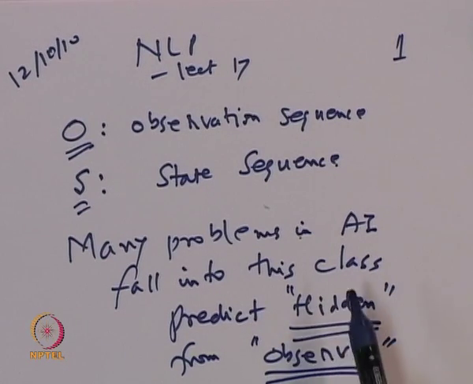We have an observation sequence, and we have to predict the hidden sequence. Many problems in AI fall into this category. For example, in machine learning, in natural language processing, in planning. We will in particular concentrate on natural language processing. So, let me just illustrate this point.